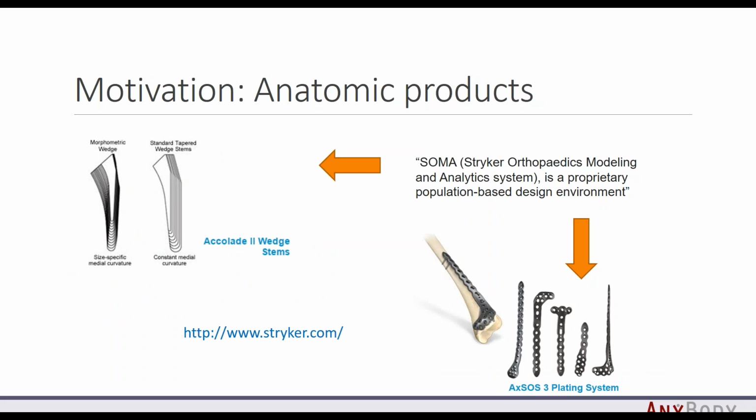Large medical device companies use bone shape databases to come up with new designs, more robust and more competitive. For example, Stryker utilizes their own SOMA population-based design environment to optimize anatomic congruency for orthopedic and trauma products.